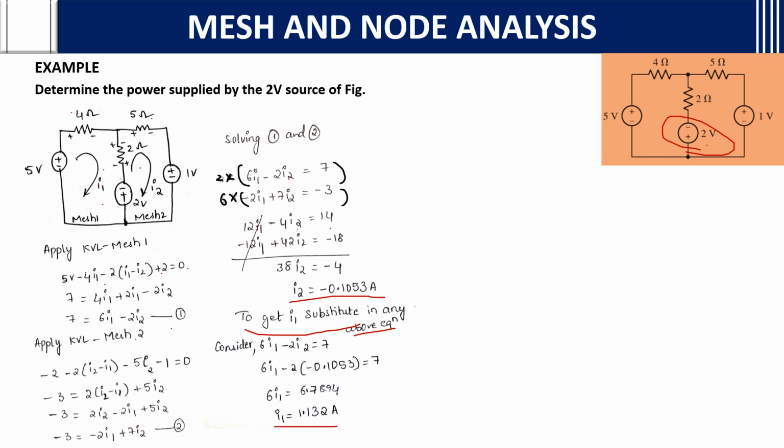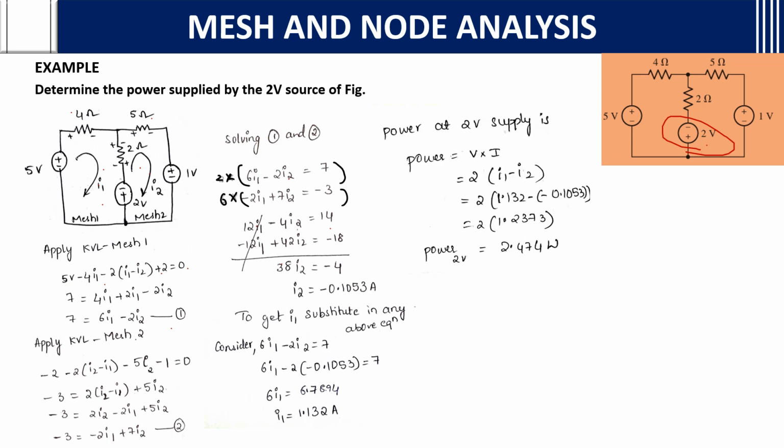These are the ways you can find I1 and I2. This is one way. Sorry, another way I will show you now. This is one way you can find I1 and I2. One more easy way is using a calculator.